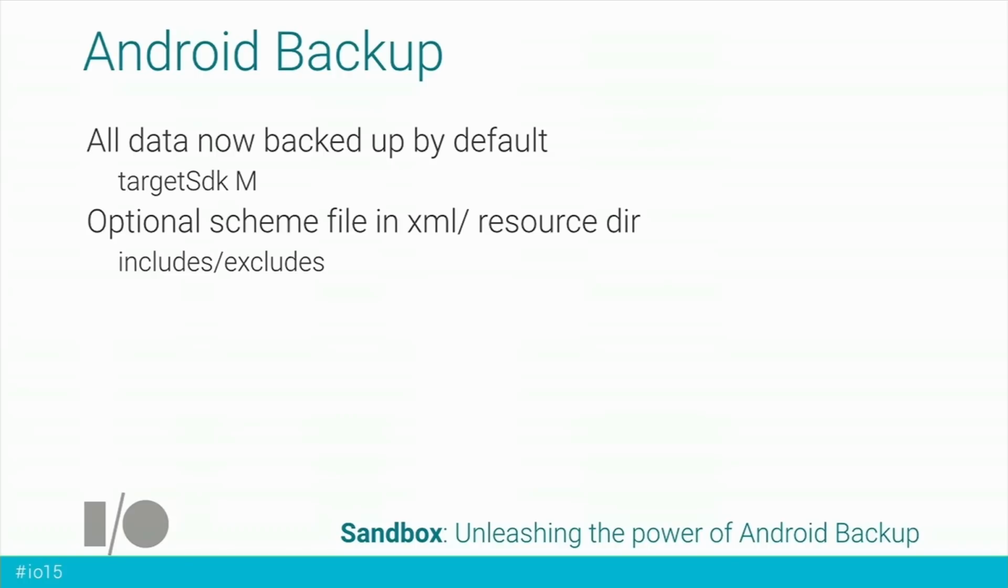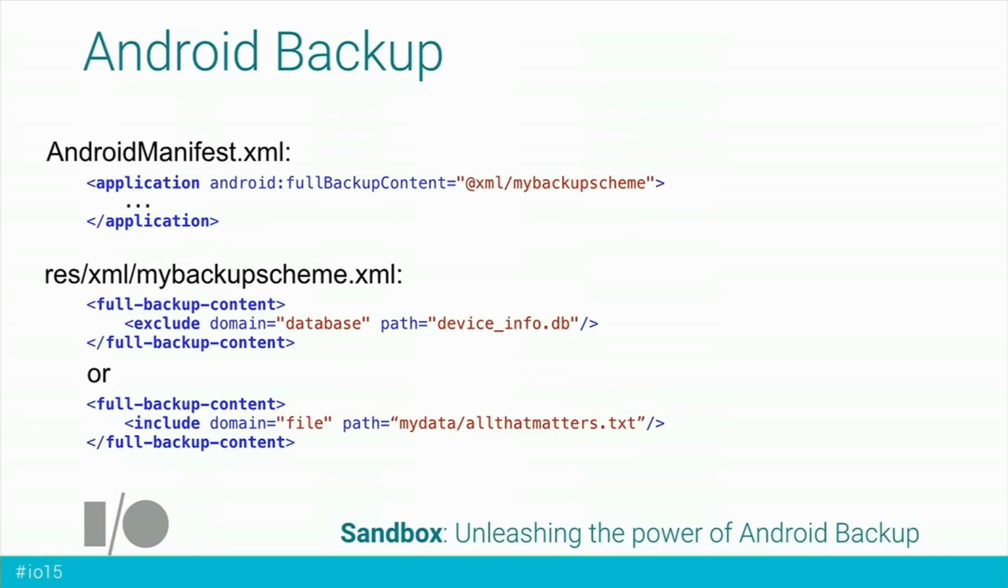You have the ability to opt in and out of various portions of that if you want, so we can see some simple sample code here. You can specify an XML file that's going to live in your XML resource directory and then use these include and exclude tags to say what exactly you want backed up or what exactly you do not want backed up. By default, everything is backed up, but if you use an include tag, then we will only do that. Or everything's backed up and you use exclude tags, and we're going to pull those things out and not back those up at your choice. Again, sandbox talk that you should go to, Unleashing the Power of Android Backup, so check that out in your schedule.